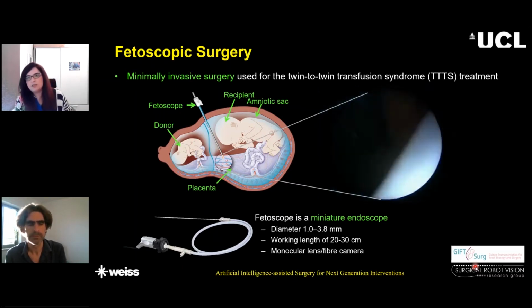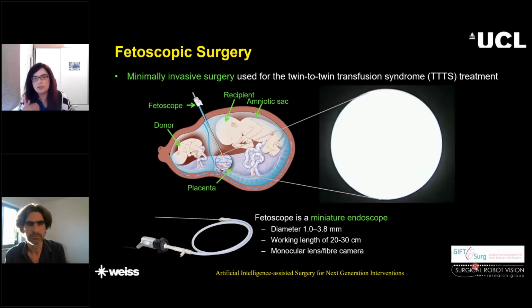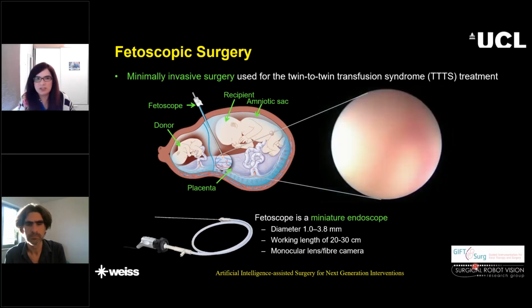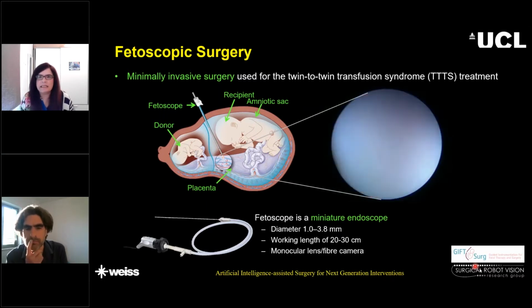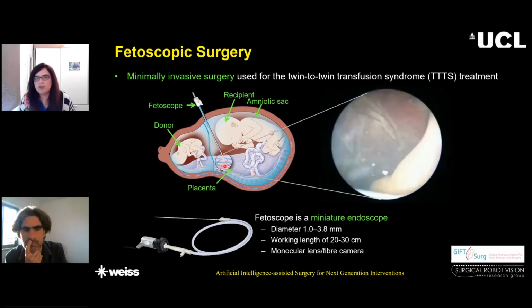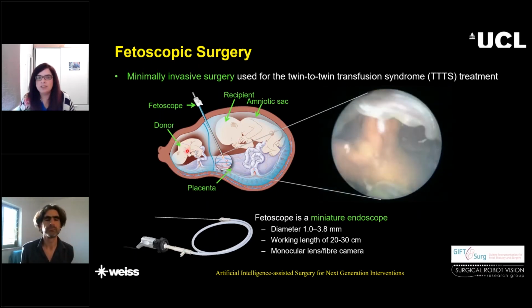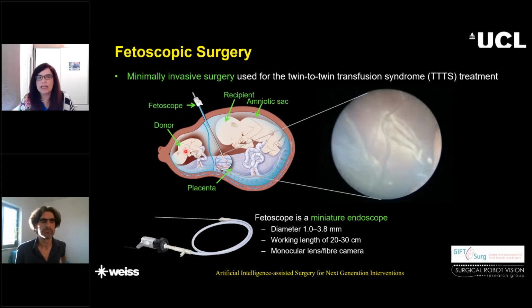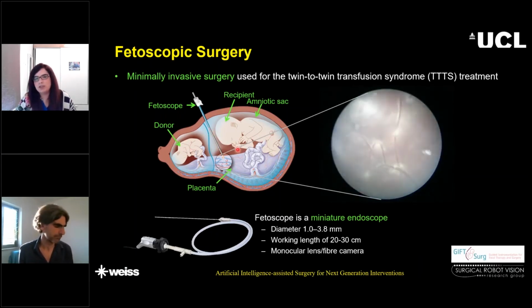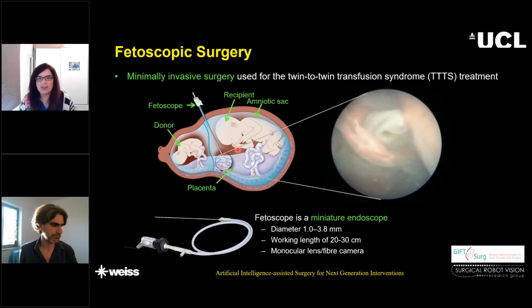So fetoscopic surgery is basically a minimally invasive surgery. It is used for the treatment of twin-to-twin transfusion syndrome. In this syndrome, the flow of blood between the two fetuses becomes uneven. As a result, the donor experiences much slower growth, and the recipient, because of the excess of blood it is taking, is at risk of heart failure.